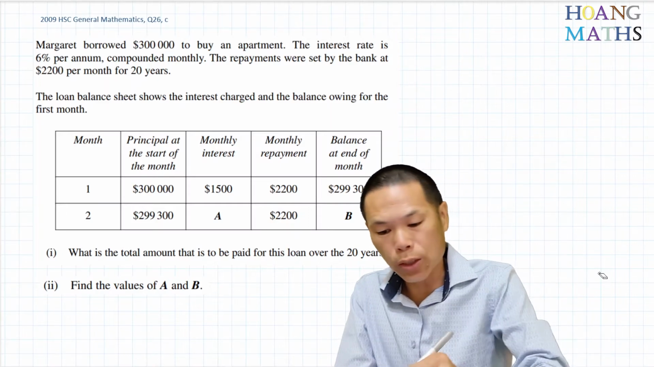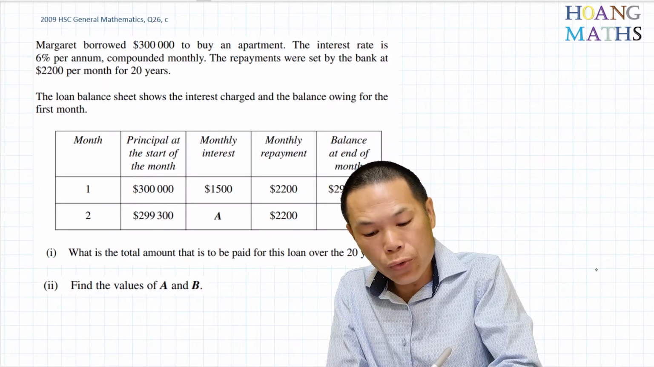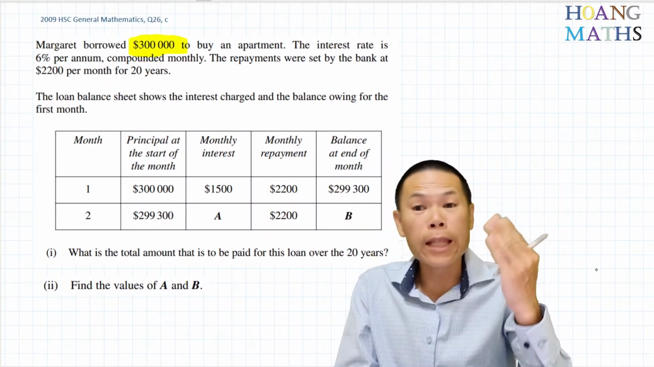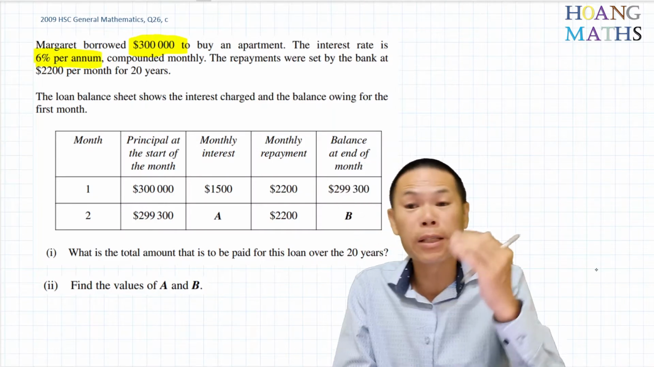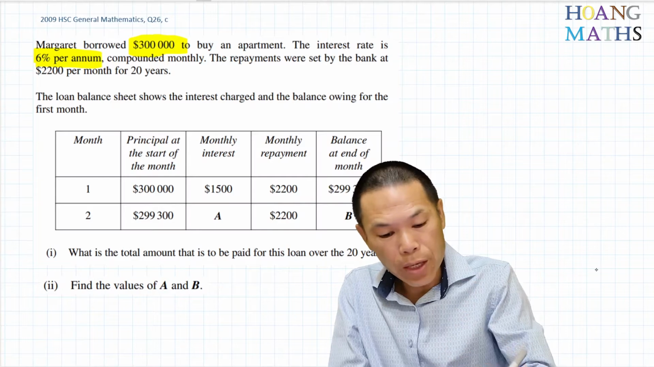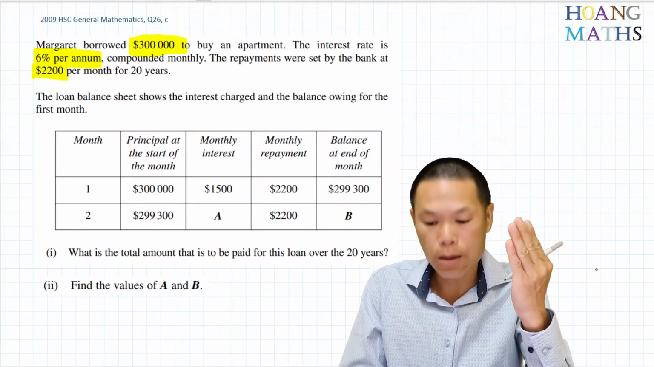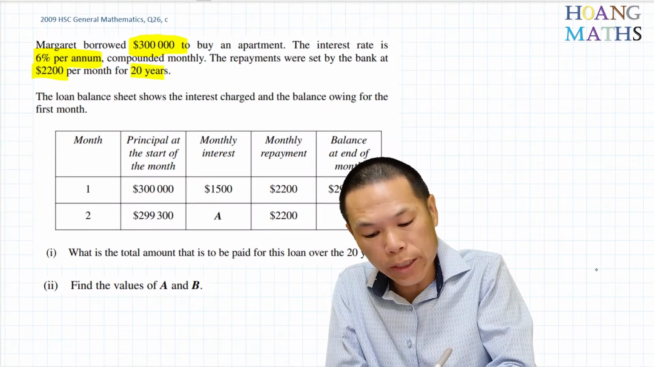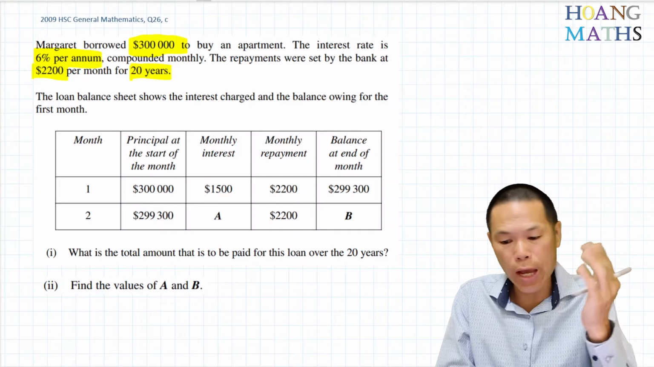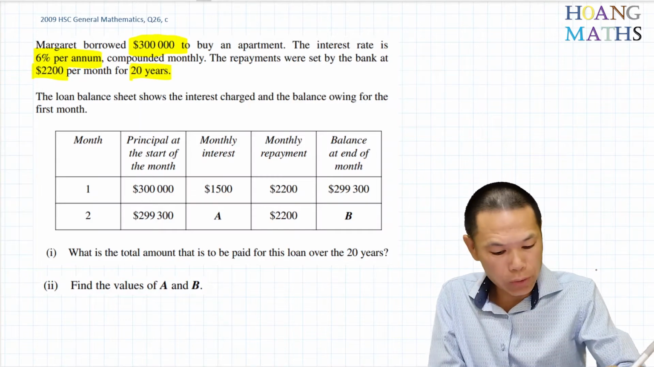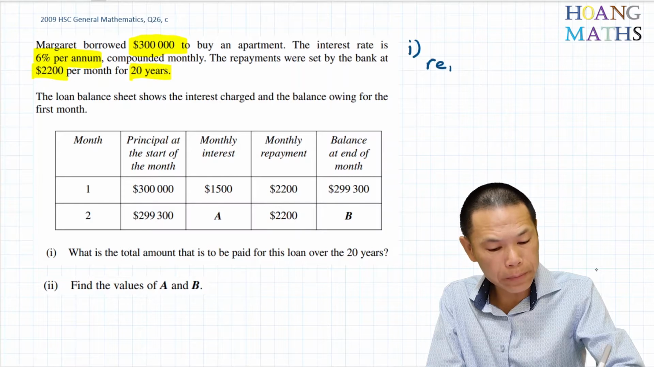So let's get into it. First of all, we know that Margaret borrowed $300,000 and the interest rate is 6% per annum, meaning 6% per year. And she had to pay $2,200 per month for the next 20 years. So the question is asking for the total amount that she had to repay. Let me just write this down. Part 1, I just write repay.